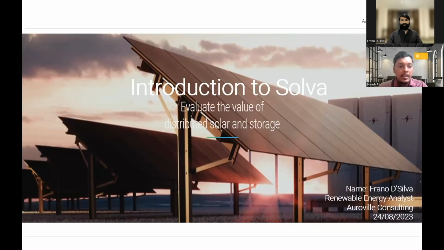So to quickly touch upon, Solva is a web-based application that helps assess the economic and environmental benefits of integrating distributed energy systems into the grid. This tool basically helps grid operators, policymakers, and researchers to make their work easier. So next slide, please.